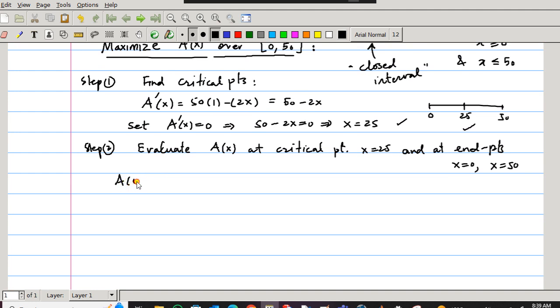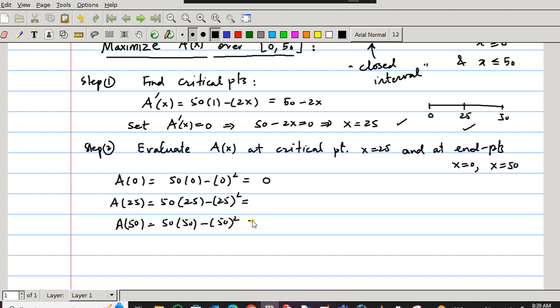So I will evaluate A at 0, which is 50 into 0 minus 0 squared. So that is 0. Then I will calculate A at 25. So that is 50 into 25 minus 25 squared. And then A at 50, which is 50 into 50 minus 50 squared. That is also 0. You see, 50 squared minus 50 squared is 0, but the middle one is 50 into 25 minus 25 squared.